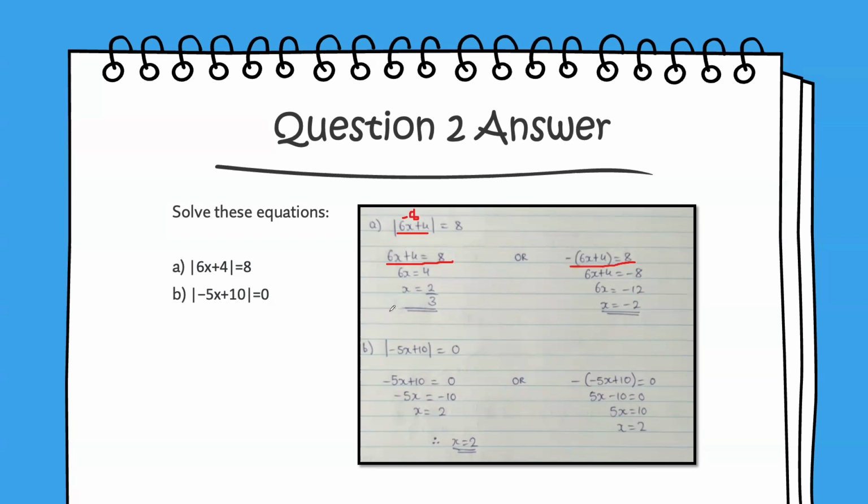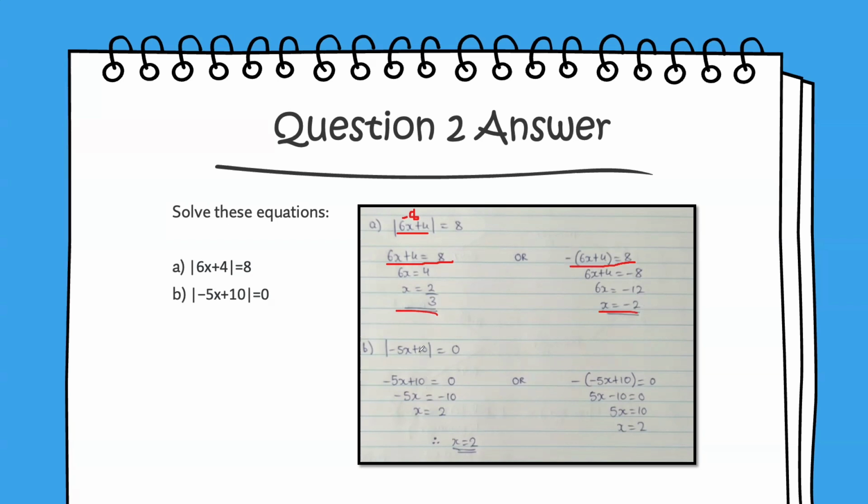6x plus 4 is equal to 8. We get x is equal to 2 over 3. Whereas if you have negative bracket 6x plus 4 is equal to 8, that means that 6x plus 4 is equal to negative 8, which gives us x is equal to negative 2. So we have two solutions in this case.